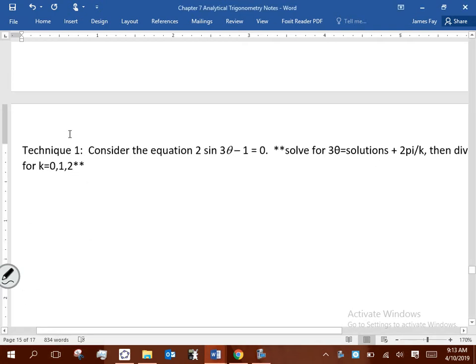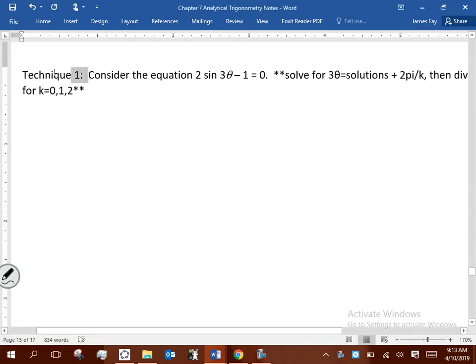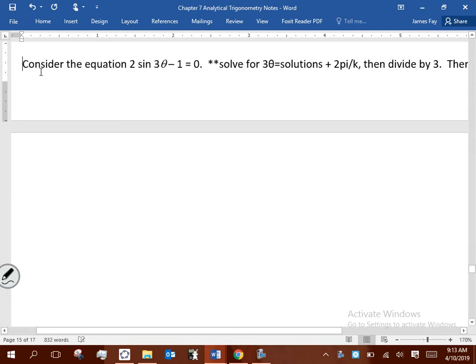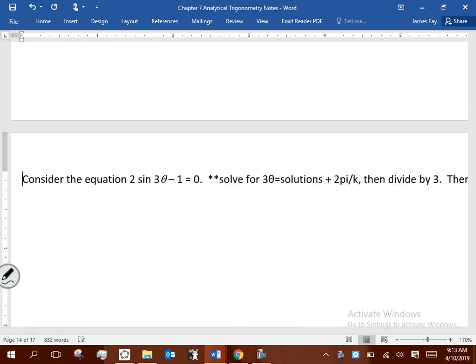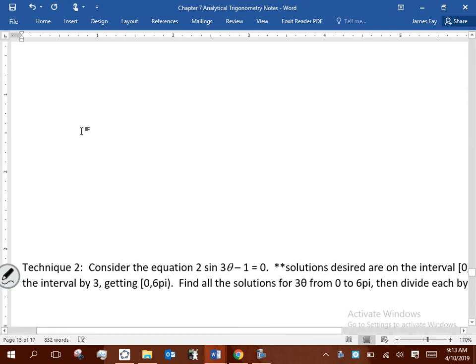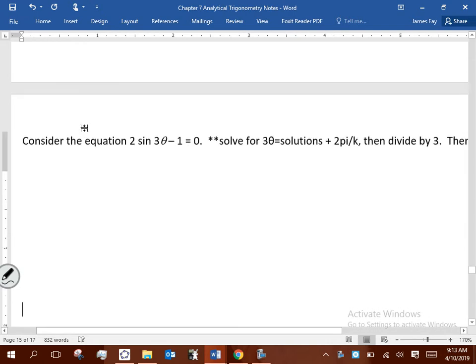All right, so there are two techniques for doing this. I think everybody's going to be okay by just learning the first technique, and the second technique is going to be kind of a waste of our time because they're ultimately the same thing. It's just the order in which you do these steps might be a little bit different.